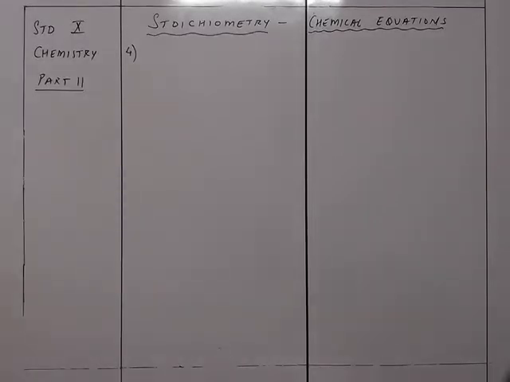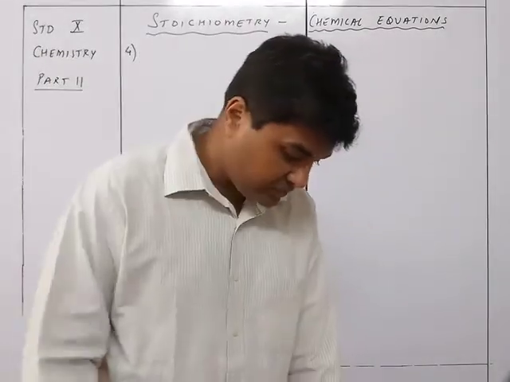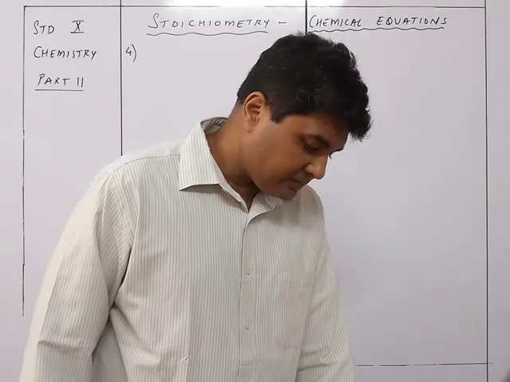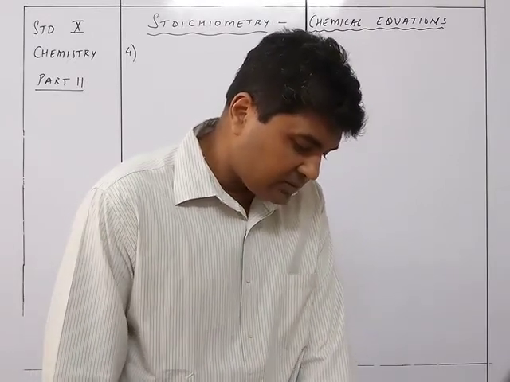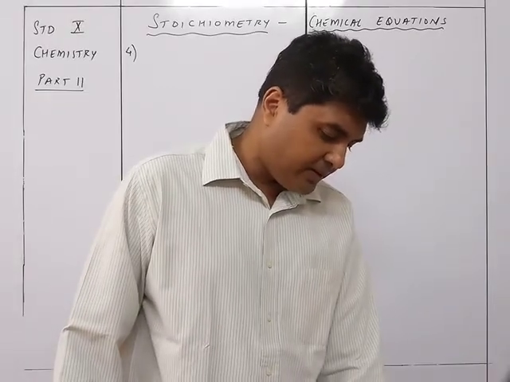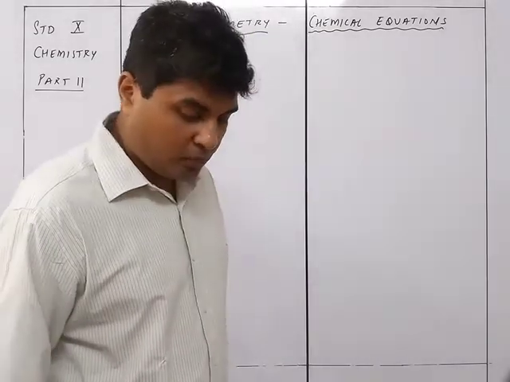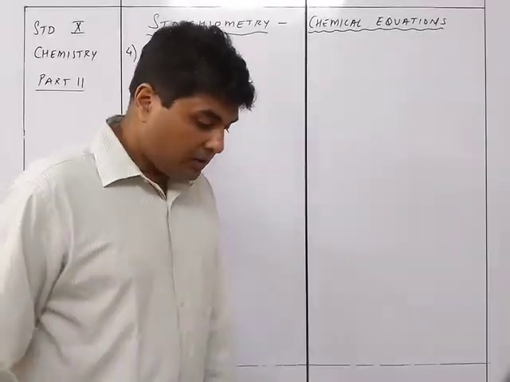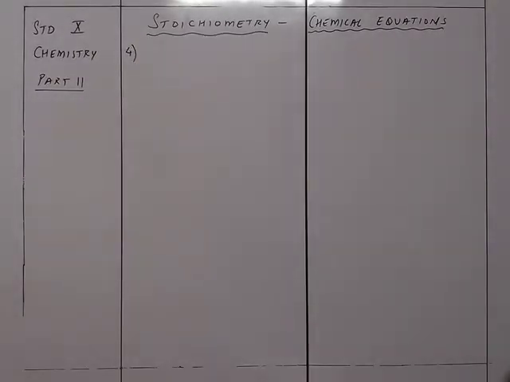So we continue with sum number 4 of chemical equations. Zinc blends are roasted in air. Calculate the number of moles of sulfur dioxide liberated by 760 of zinc blend. So ZnS plus O2 will give me ZnO plus SO2. So that is what we are going to take as the equation.